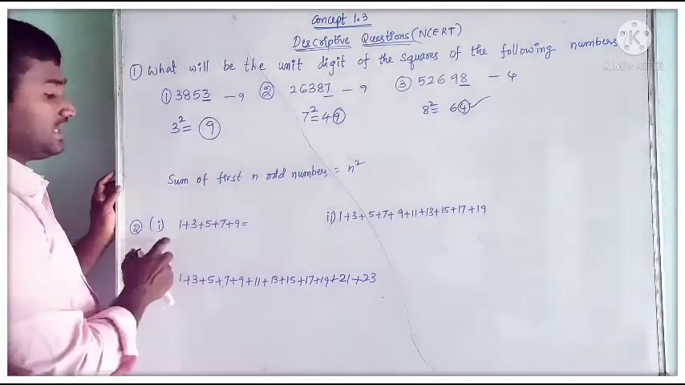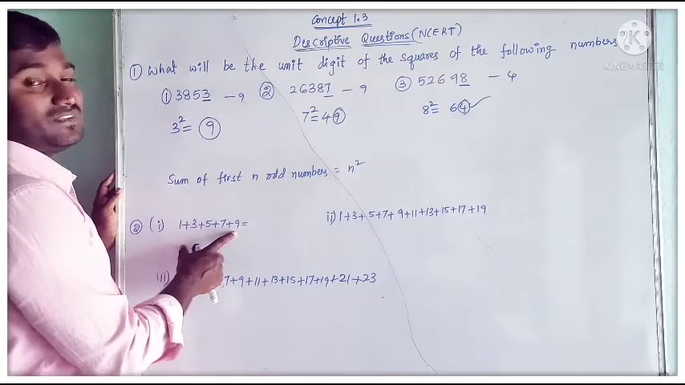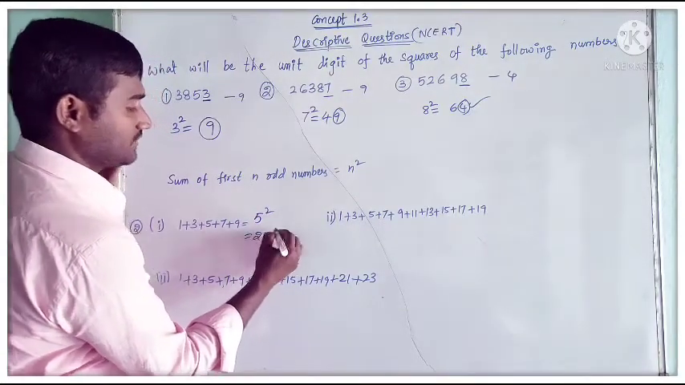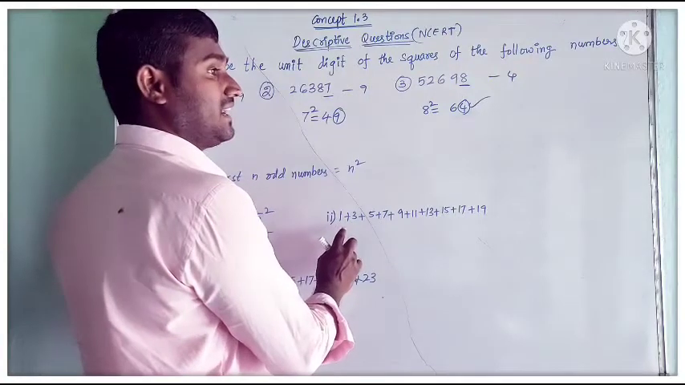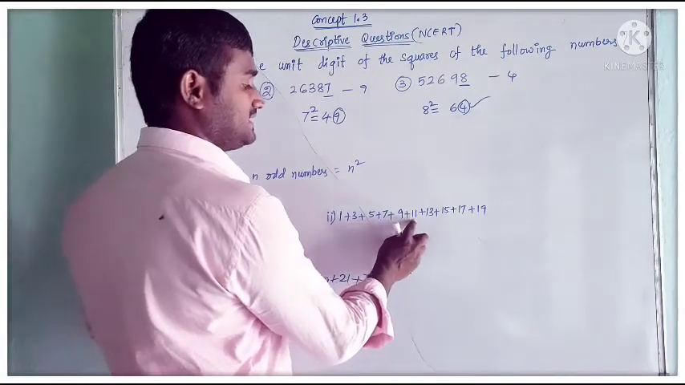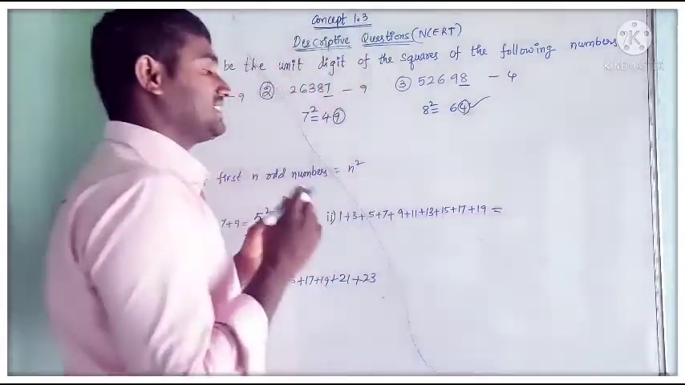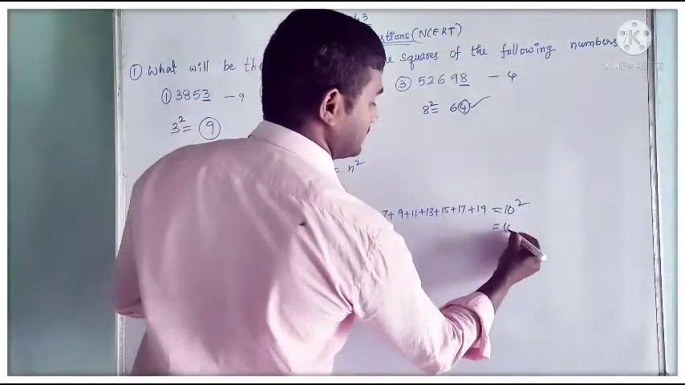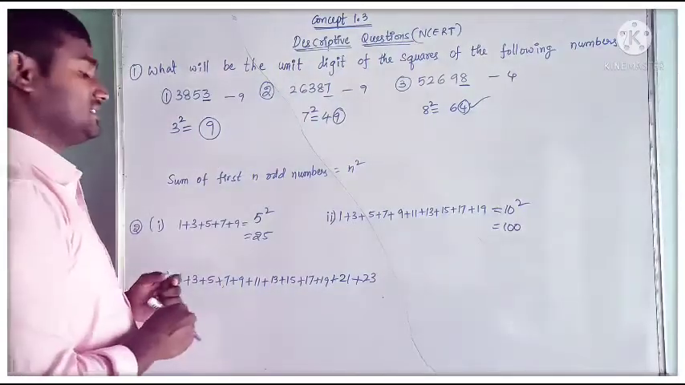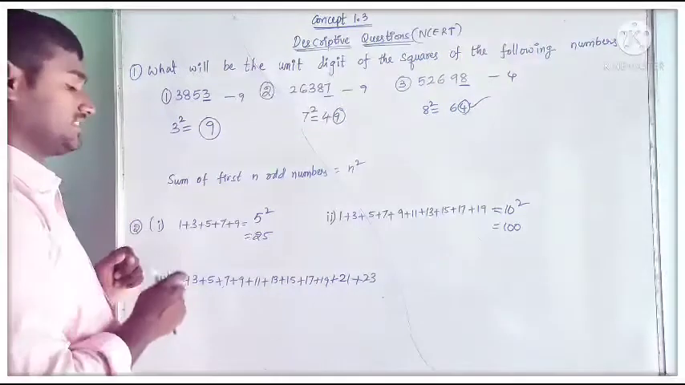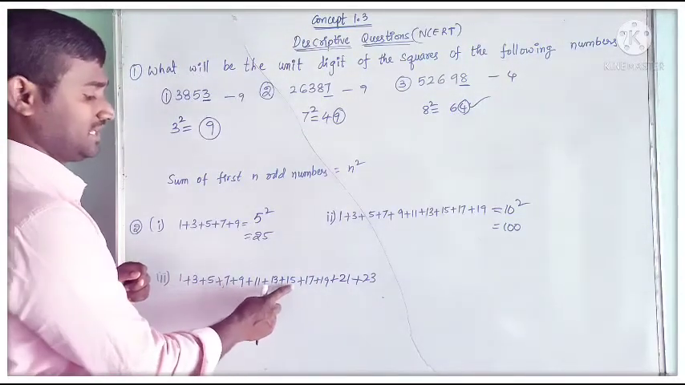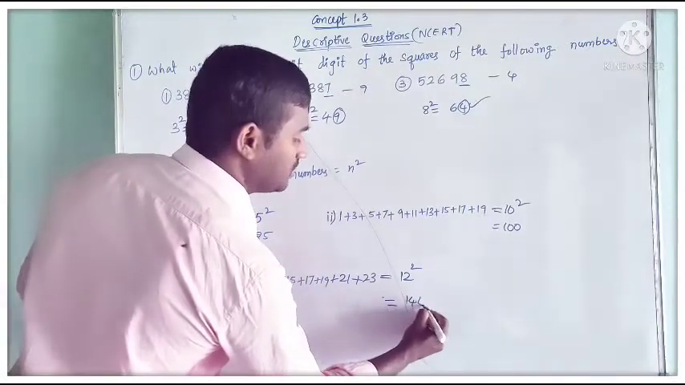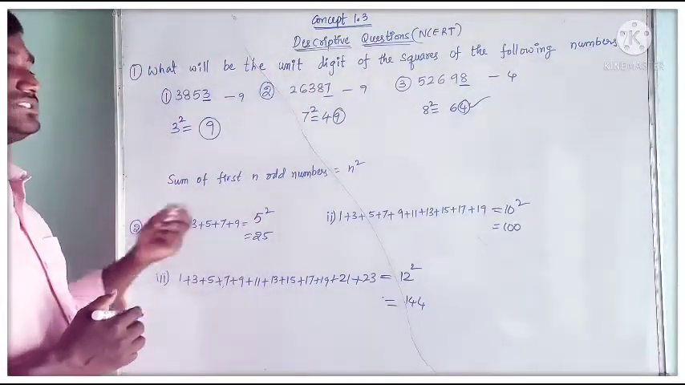In the first question, how many do we have? 1, 2, 3, 4, 5. So these are the first 5 odd natural numbers, and we can write this as 5 square, which is equal to 25. Here also, how many odd natural numbers do we have? 1, 2, 3, 4, 5, 6, 7, 8, 9, 10. So these are the first 10 odd natural numbers, and we write this as 10 square, which is 100. Similarly, here we have 1, 2, 3, 4, 5, 6, 7, 8, 9, 10, 11, 12. So the sum becomes 12 square, which is equal to 144. Like this we simplify.